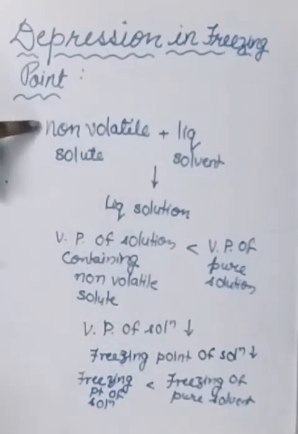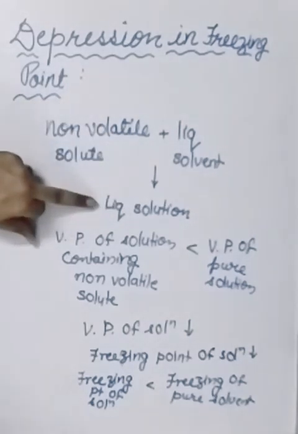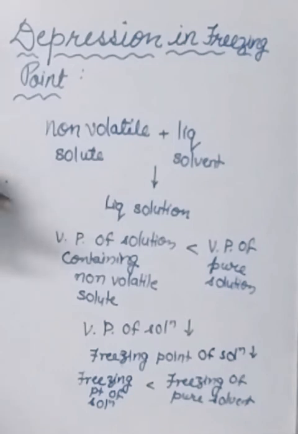Once again, whenever a non-volatile solute is added to a liquid solvent, a liquid solution is formed. The vapor pressure of such a solution will decrease, and since vapor pressure decreases, there will be a decrease in the freezing point. Hence, the freezing point of the solution will be lesser than the freezing point of the pure solvent. So, there is a depression in the freezing point on adding a non-volatile solute.